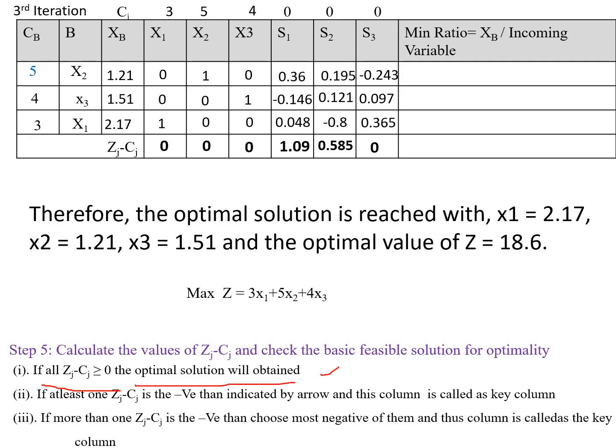Therefore, the optimum solution is reached with x1 value 2.17, x2 value 1.21, x3 value 1.51. Then we have to substitute these values in the objective function, that is maximize z equal to 3x1 plus 5x2 plus 4x3. Here I substitute the x1, x2, x3 values with 2.17, 1.21, 1.51. We will get the optimum value for Z as 18.6. This is the solution, and thank you.